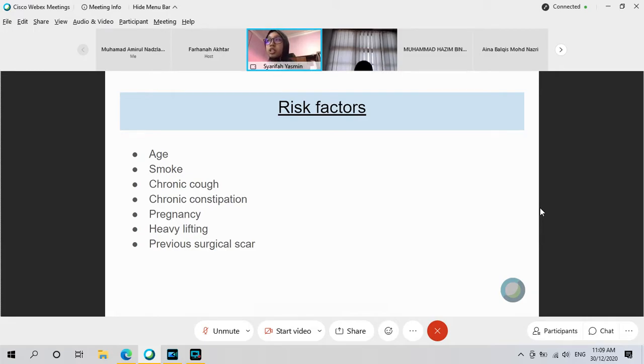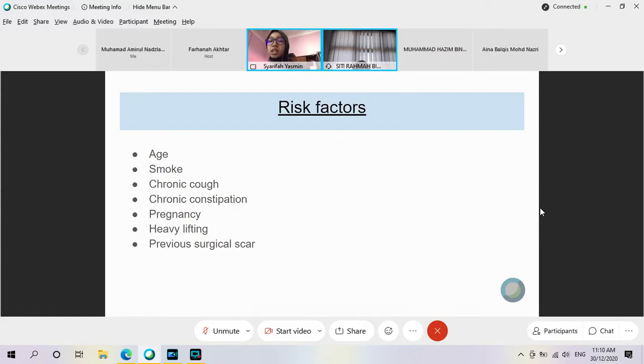The next one is chronic constipation. Constipation is associated with straining. When a person strains, it increases the intra-abdominal pressure, which could increase the risk of hernia formation. So the principle here is that anything that increases the intra-abdominal pressure will increase the risk of getting hernia. Pregnancy itself increases the intra-abdominal pressure.